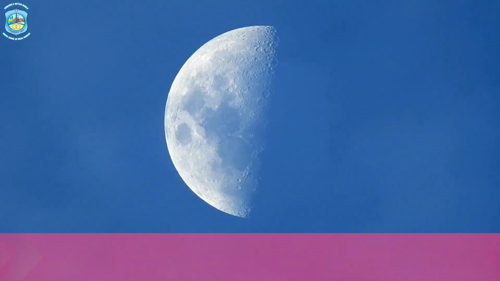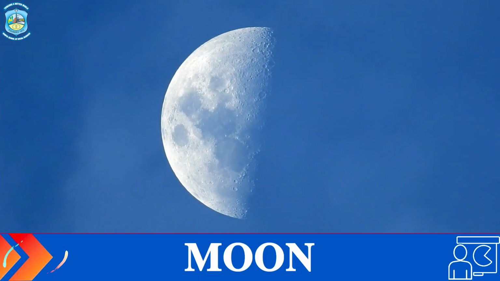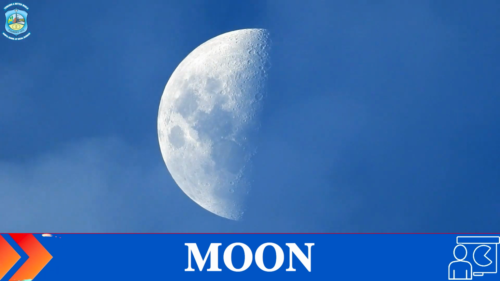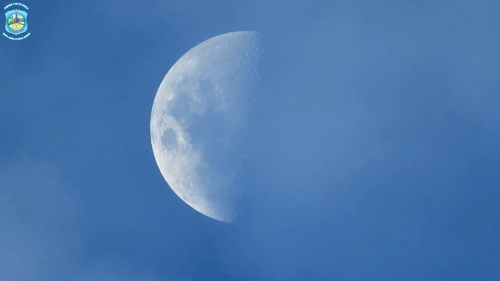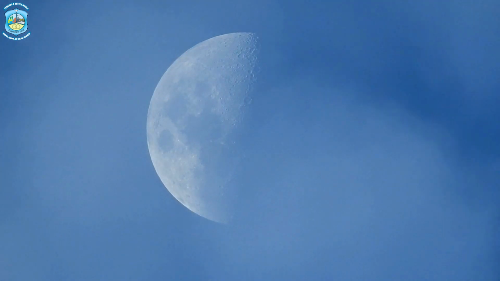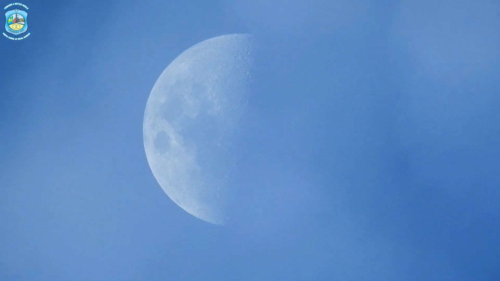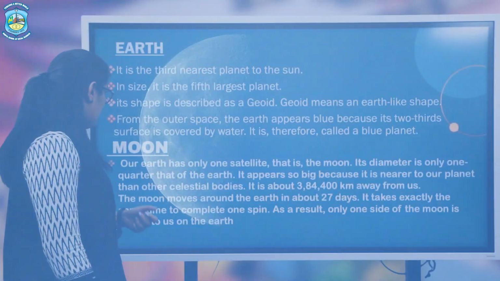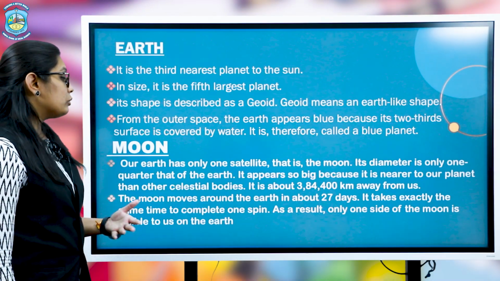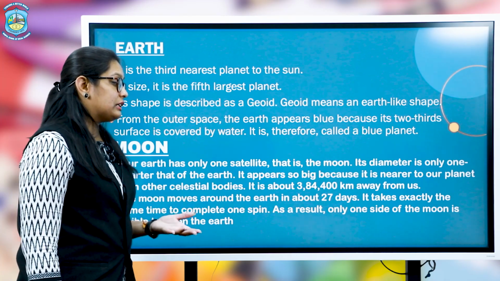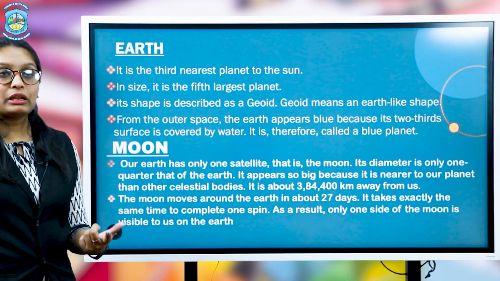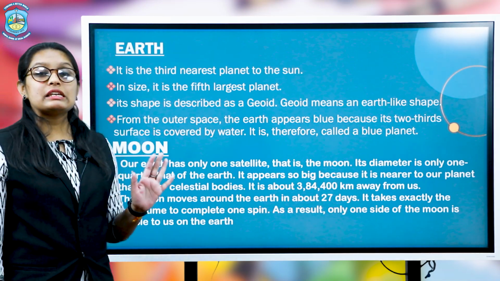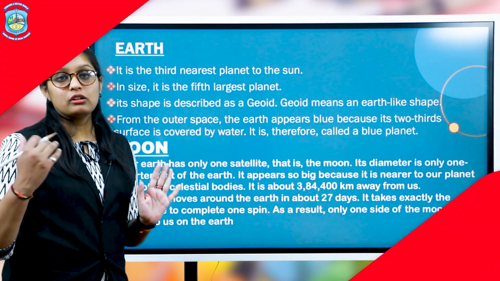Our next topic is the Moon. Our Earth has only one satellite, and that is the Moon. Its diameter is only one-fourth that of Earth. It appears so big because it is the nearest to our planet. The Moon moves around the Earth in about 27 days. It takes exactly the same time to complete one spin. And we can see only one side of the Moon from the Earth.